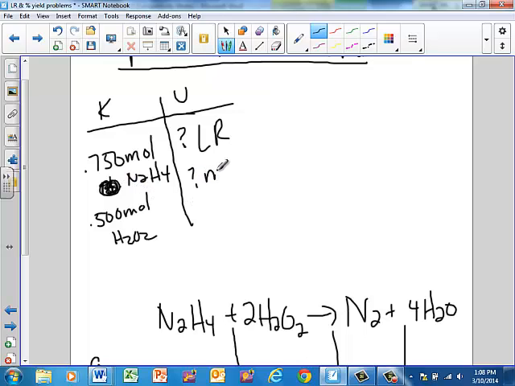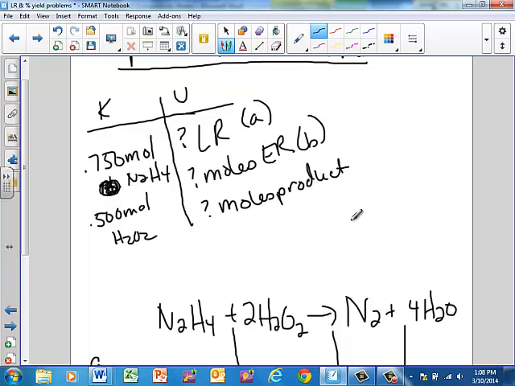Now, the other thing we're eventually going to have to figure out is how many moles of excess reactant, that's part B, remain unchanged. And then finally, part C, they want to know moles of each product. Okay, and because we're dealing with the products that are on the right-hand side of the equation, that's going to be moles of N2 and moles of H2O. Okay, so that's going to be the last thing we're going to do.